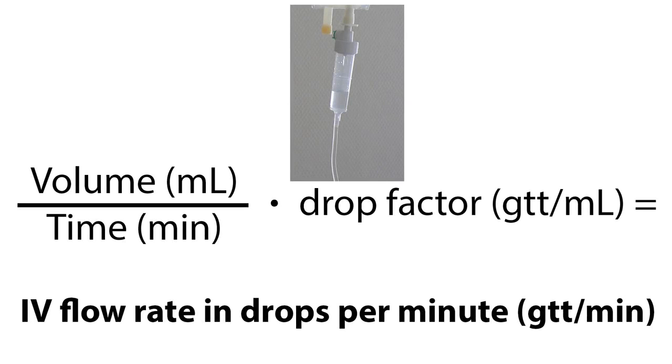To calculate the drops per minute, the drop factor is needed. The formula for calculating the IV flow rate or drip rate is total volume in milliliters divided by time in minutes multiplied by the drop factor in drops per mL, which equals the IV flow rate in drops per minute.